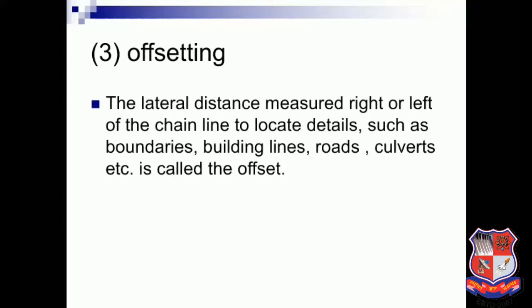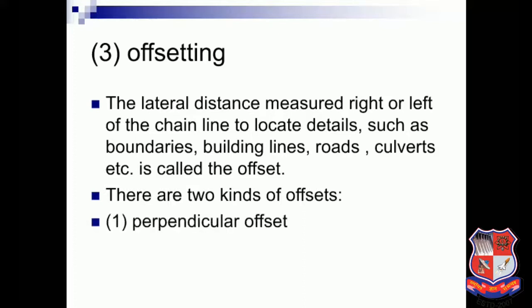Now offsetting is the lateral distance measured to the right or left of the chain line to locate details such as boundaries, building lines, roads and culverts, etc. This is called an offset. So there are two kinds of offsets. The first one is the perpendicular offset and the second is the oblique offset.